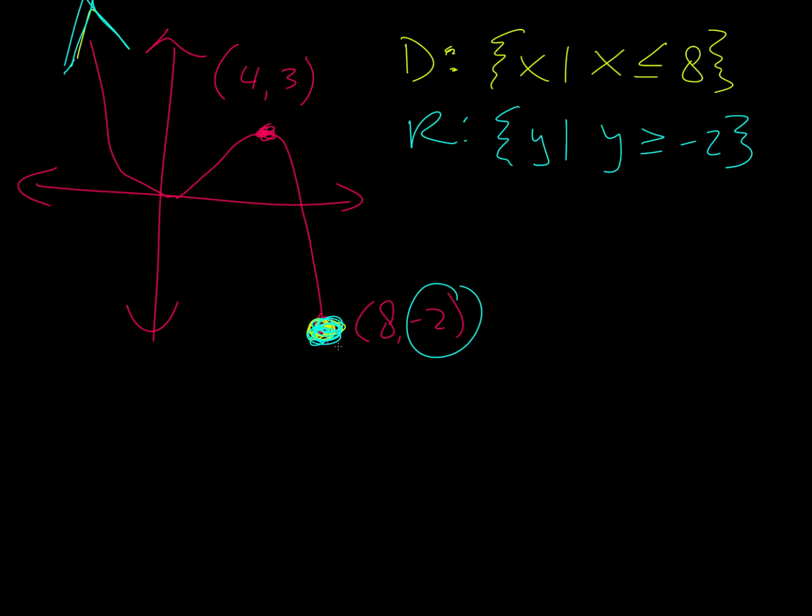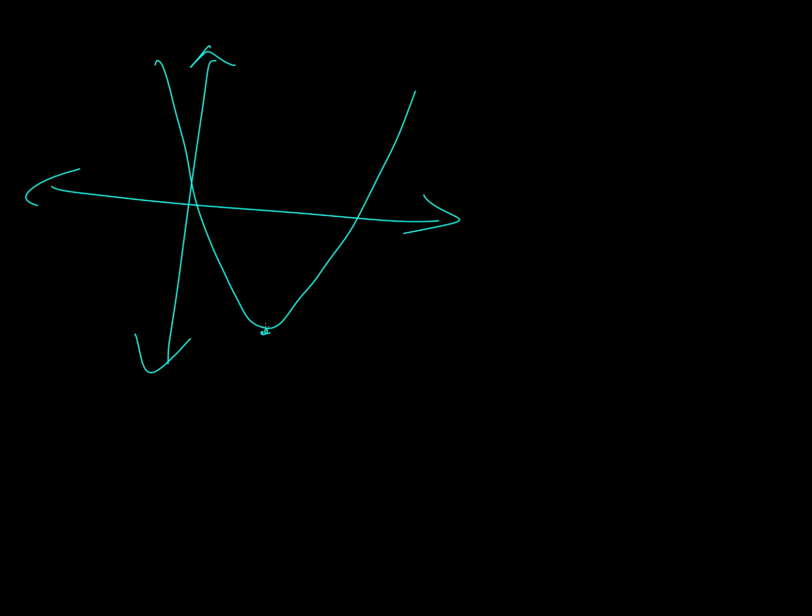Okay, let's try another one. So we're given this graph. It's a parabola. We know that the vertex is (2, 1). All right, so the domain, it's going to be the set containing x values such that, it goes all the way left, all the way right. So we're just going to say x is contained in the set of all real numbers, because all x values are valid.